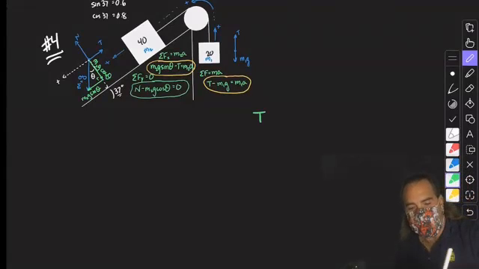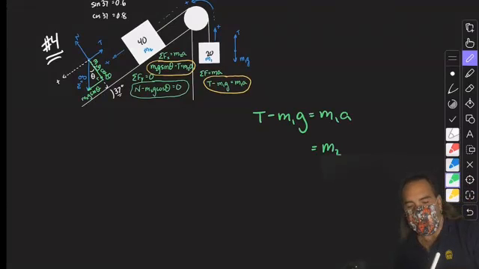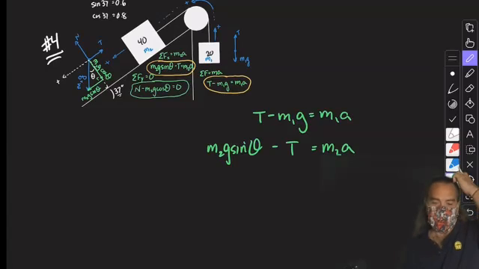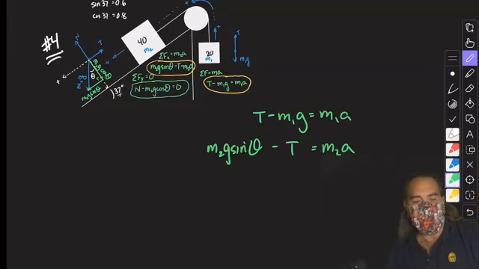I have tension minus M1G equals M1A. Put another equal sign here. I have M2A, and I also have M2G sine theta minus tension. Those are the two distinct but important relationships because they are linked. It might be hard to recognize how they're linked because everything looks like a variable to you. But we were given the angle and we were given each of the masses.